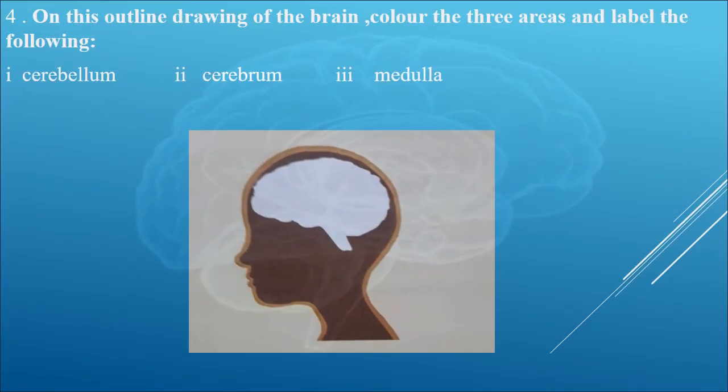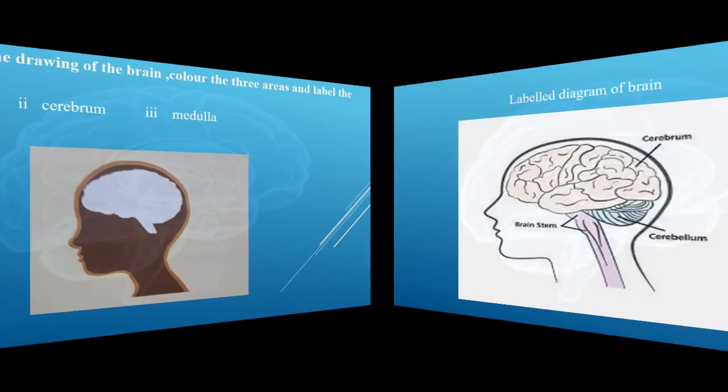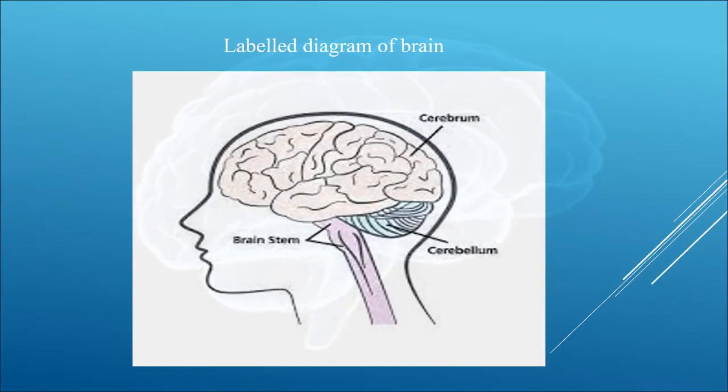Now students, on page number 9, the exercise 4, on this outline drawing of the brain, color the three areas and label the following: cerebellum, cerebrum, and medulla. Here is a labeled diagram of the brain showing three parts of the brain: cerebrum, cerebellum, and brainstem. Here it is written brainstem instead of medulla. It's one and the same thing. You can write down both, you can write down only one, but it's the same thing.